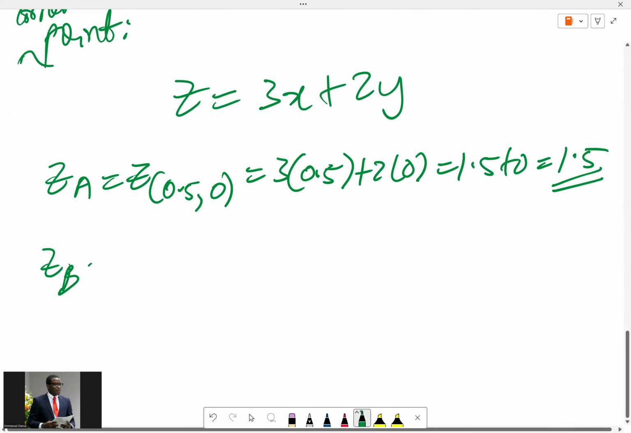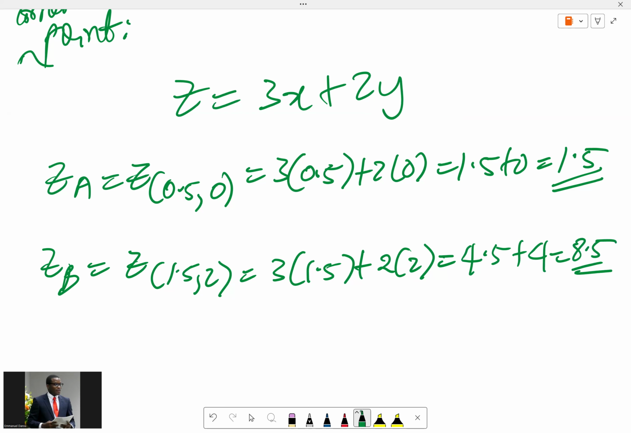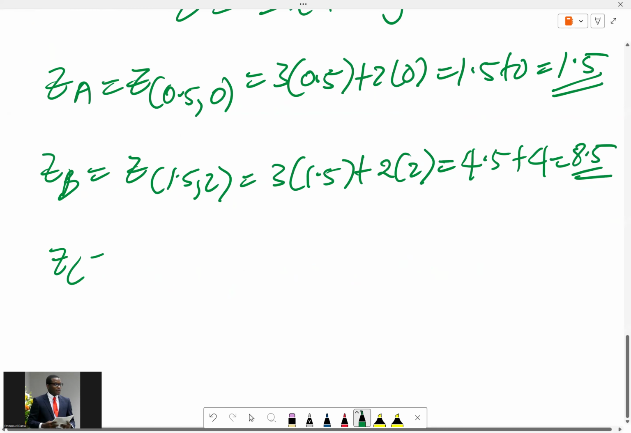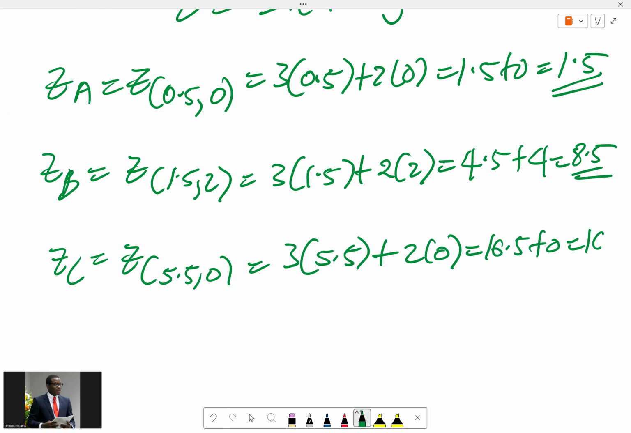Then we have ZB, which is Z evaluated at (1.5, 2). That is 3 times 1.5 plus 2 times 2. So 3 times 1.5 is 4.5, plus 4, and that is 8.5. That's ZB. And ZC is Z evaluated at (5.5, 0). That is 3 times 5.5 plus 2 times 0. 3 times 5.5 is 16.5, plus 0, and that is 16.5.